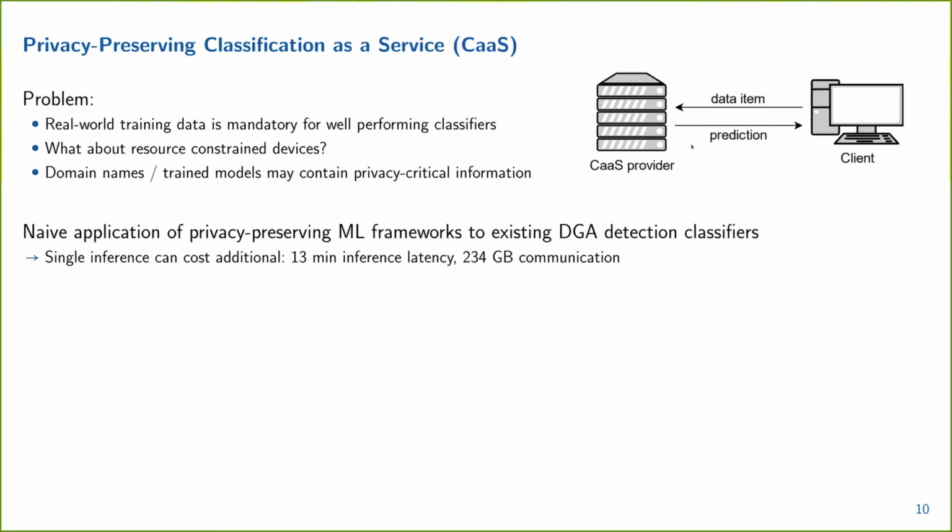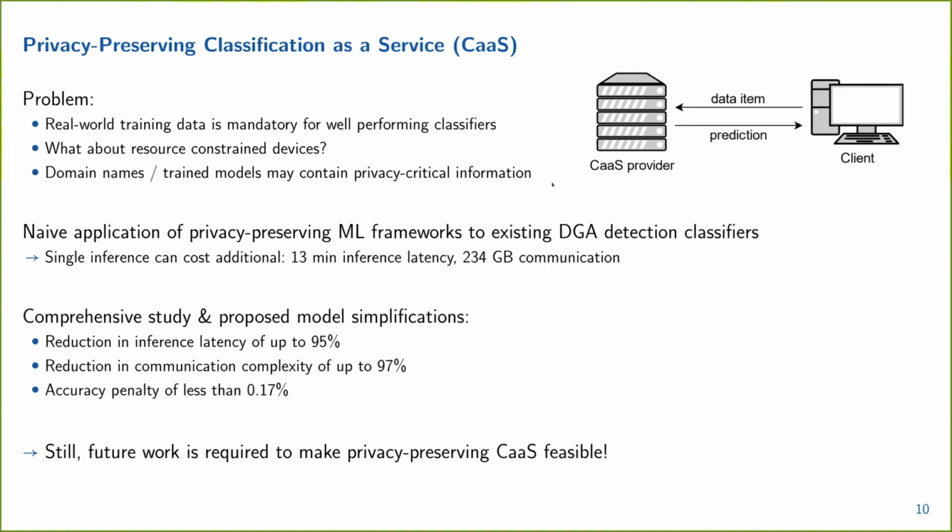In related work, several privacy-preserving machine learning frameworks have been proposed in the past. The naive application of these frameworks to existing DGA classifiers resulted in an additional inference latency of 13 minutes, or even a communication effort of 234 gigabytes, which is required for a single inference.